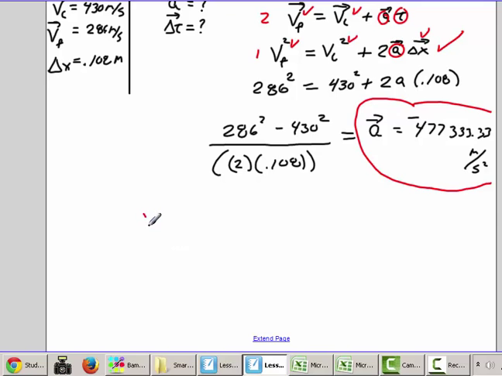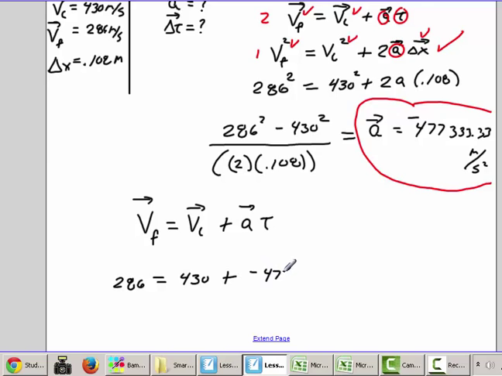To do that, we'll go back to the equation VF is equal to VI plus A times T. I'll put these as vectors real quick. Now we know our acceleration, so we put VF as 286 is equal to 430 plus my acceleration, which is negative 477,333.33 times T. We'll solve for T.